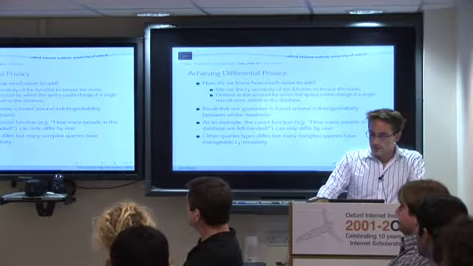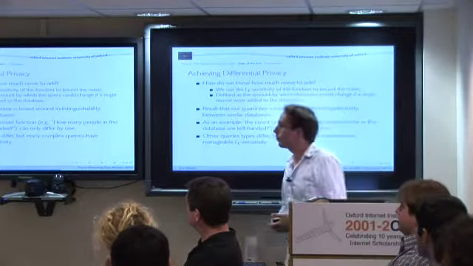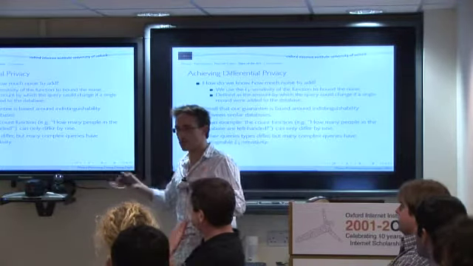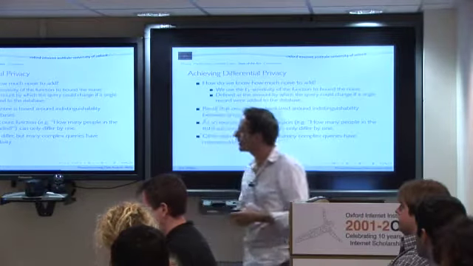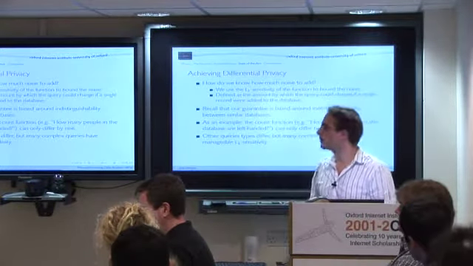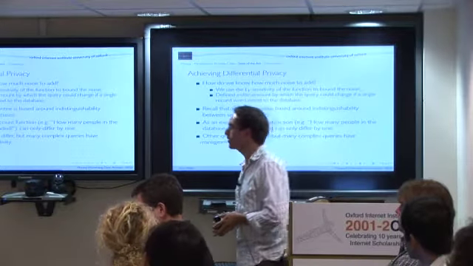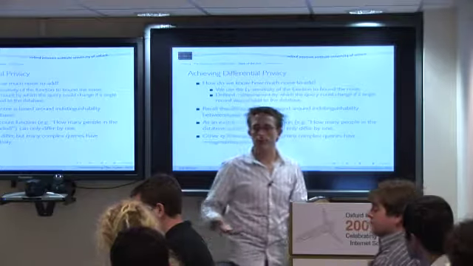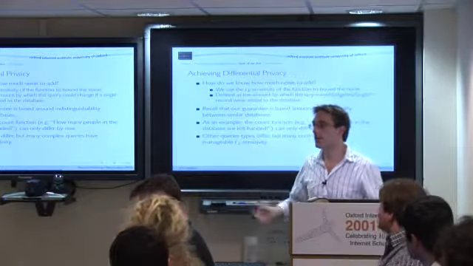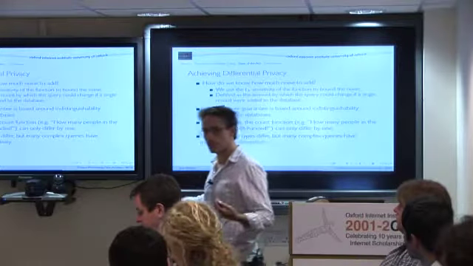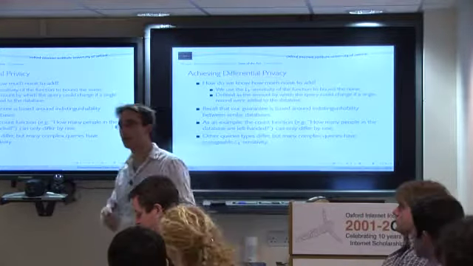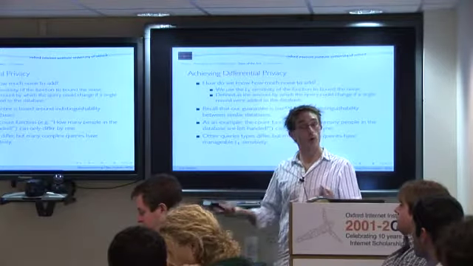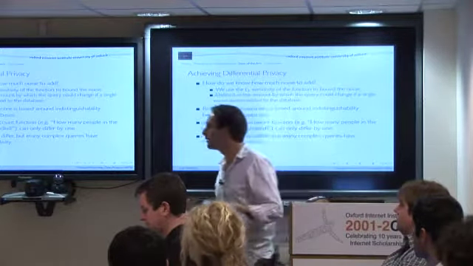How much noise do we add? Well, we use something called the L1 sensitivity of the function. It's an unnecessarily complicated term, if you ask me. It means how much could the query change if we add one single record to the database? The best example here is a count. How many people are there in the database? There's 50 people in the database. If we add one record, there's now 51 people. If we take away one person, there's now 49 people, which means that the L1 sensitivity is 1. The count function can change by 1.